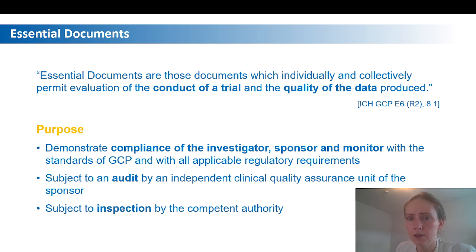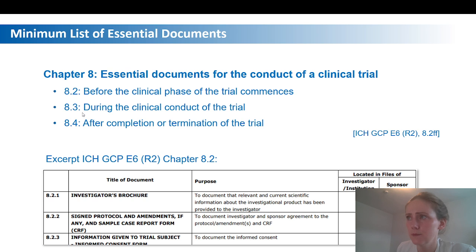As such, they are used to prove that all parties involved in the clinical trial, like the sponsor, the investigator, or the monitor, work according to the standards and requirements stated in the ICH-GCP and individual national regulations. The sponsor's quality assurance unit will check those documents when performing an audit to ensure proper study conduct. Furthermore, they are the basis for external inspections by competent authorities to determine the validity of the conduct of the clinical trial and the credibility of the data.